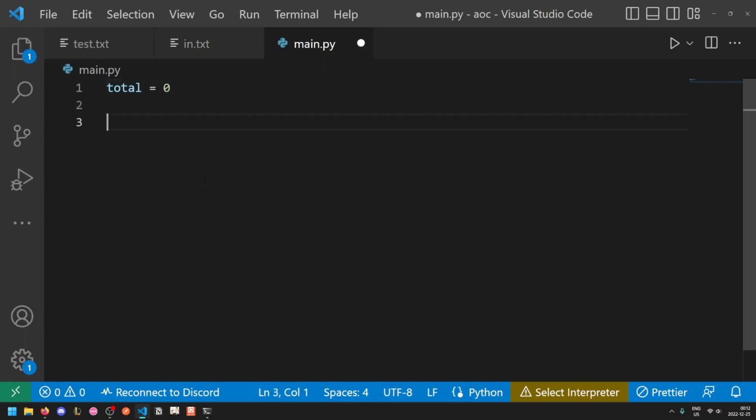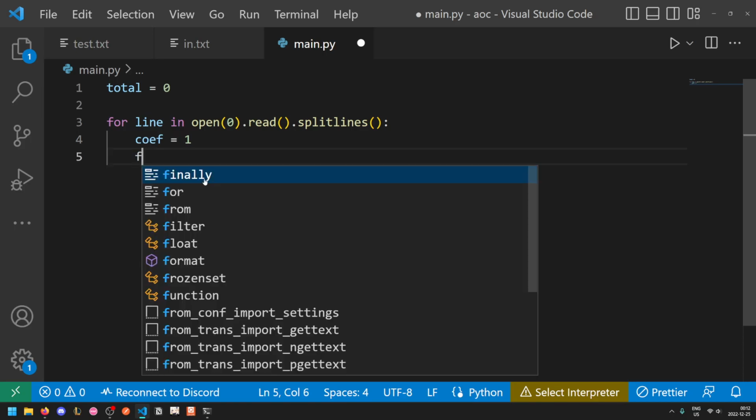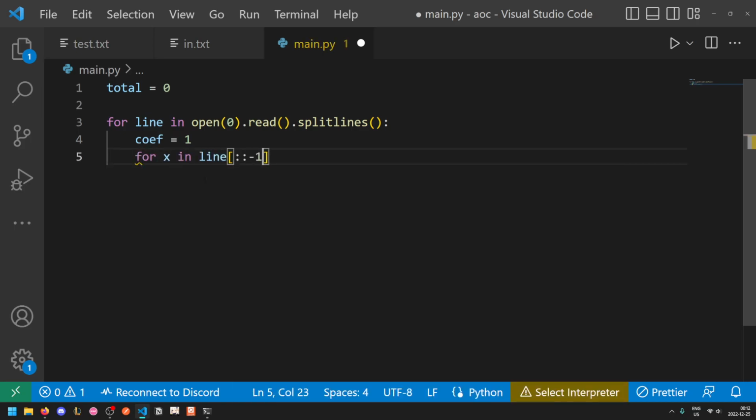So we keep track of a running total, and now we do for line in all of the input lines. Then in order to convert, we essentially need to iterate through the number backwards, incrementing our exponent each time. So what we can do is this: coefficient equals 1 initially. And now we can say for x in the inverse of the line, and then at the end of the loop, we will multiply the coefficient by 5.